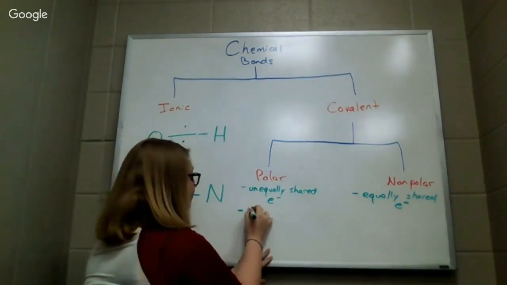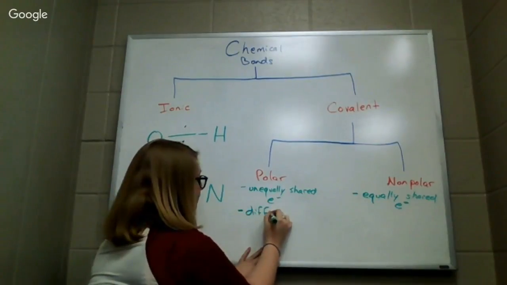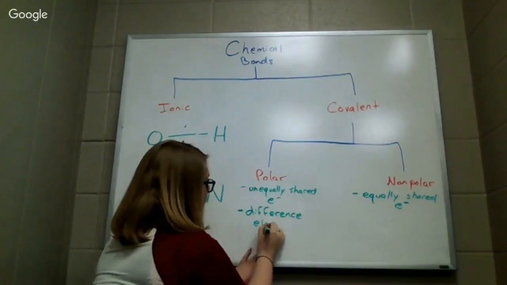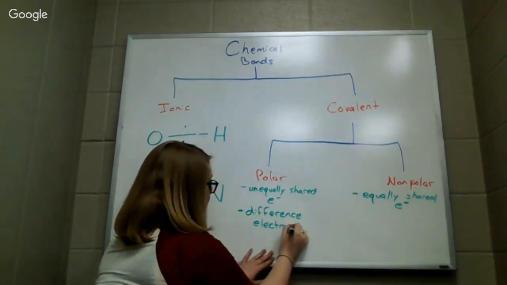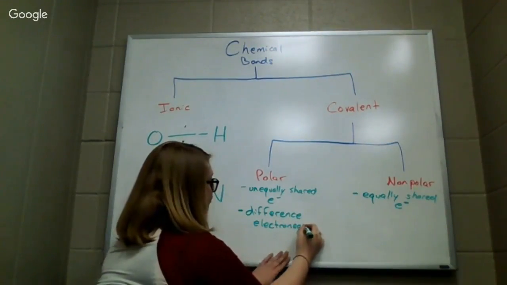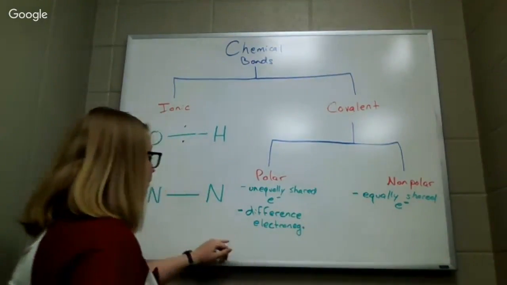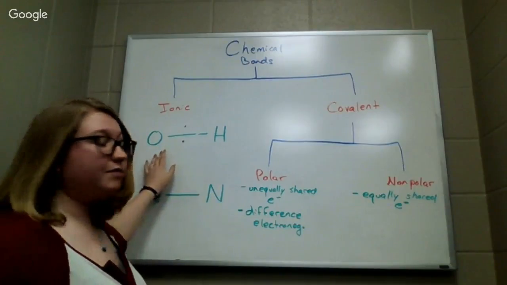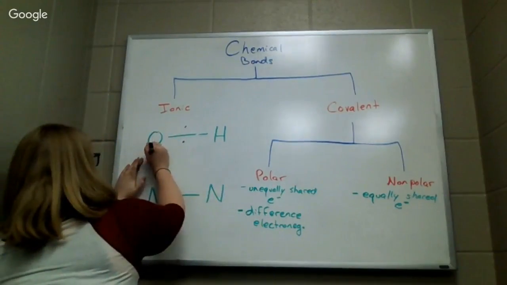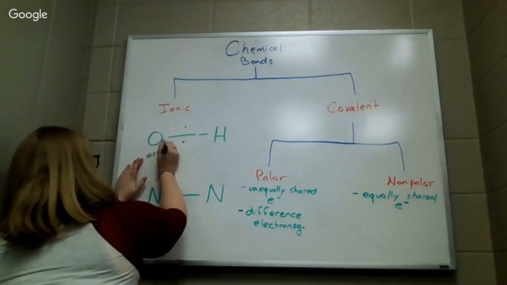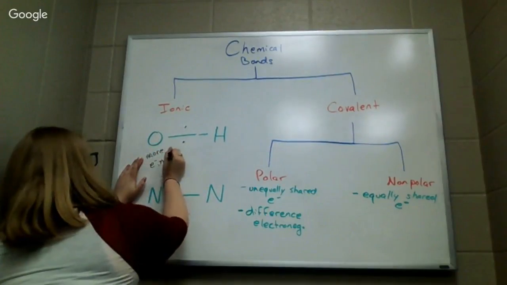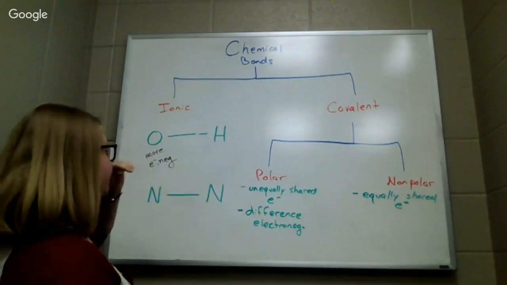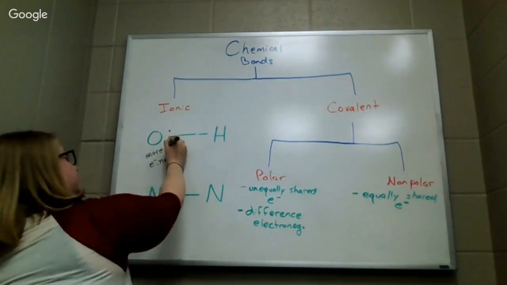So, differing electronegativities. The difference in electronegativity will cause these electrons to actually move closer to oxygen because oxygen is more electronegative. And I'm going to shorten this to E neg. So because oxygen is more electronegative, our electrons move closer to oxygen.